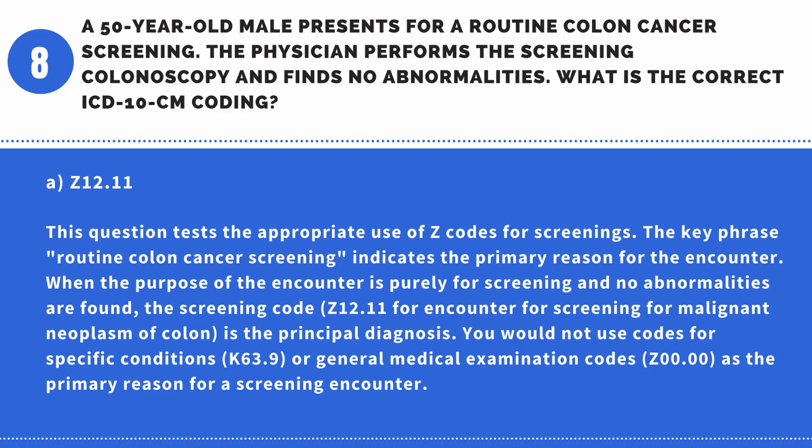Answer A. Z12.11. This question tests the appropriate use of Z codes for screenings. The key phrase, routine colon cancer screening, indicates the primary reason for the encounter. When the purpose of the encounter is purely for screening and no abnormalities are found, the screening code, Z12.11 for encounter for screening for malignant neoplasm of colon, is the principal diagnosis. You would not use codes for specific conditions, K63.9, or general medical examination codes, Z00.00, as the primary reason for a screening encounter.